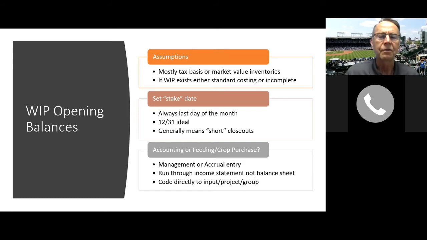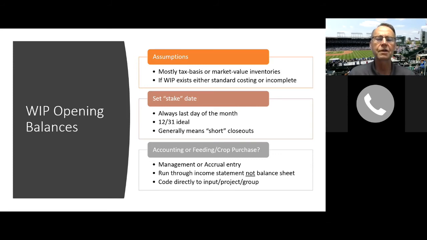So to get started, we want to pick the last day of the month. Now, 12/31 is ideal, but you can start any time in the growing season and the production system. What that means, though, is you have what we call short closeouts. So it's going to start all on a certain date. You won't have complete detailed production records prior to that date. But it's very important in order to tie things between the financial statements and the inventories.